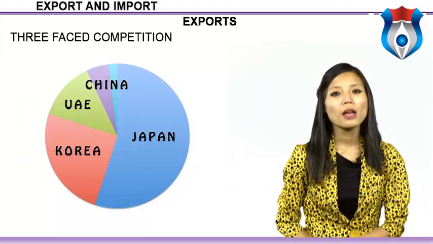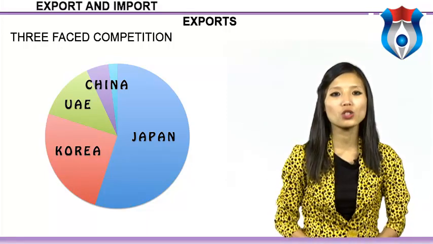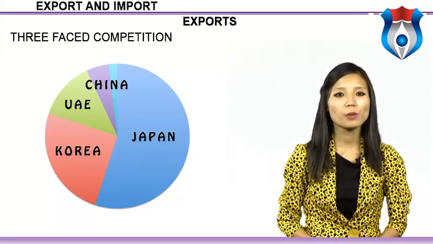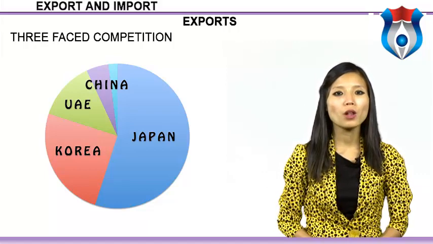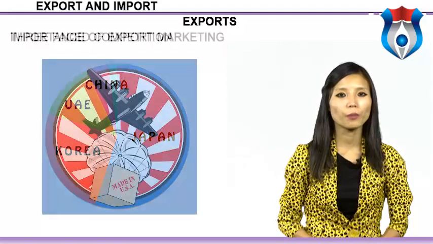Three-phase competition. In export markets, exporters have to face three-phase competition, that is, competition from three angles: from the other suppliers of the exporter's country, from the local producers of importing countries, and from the exporters of competing nations.